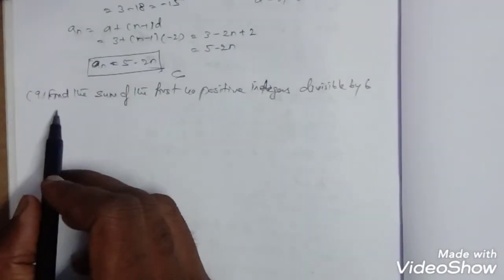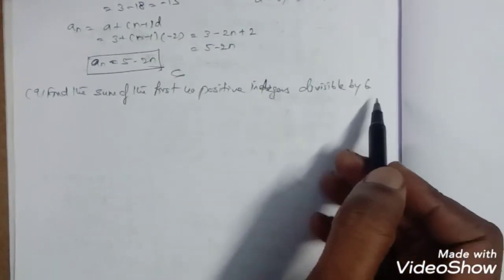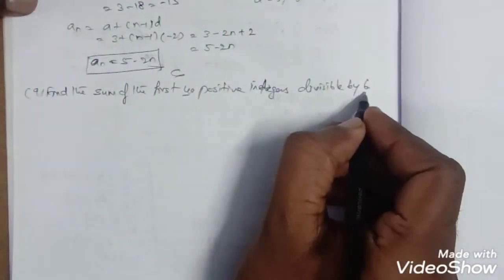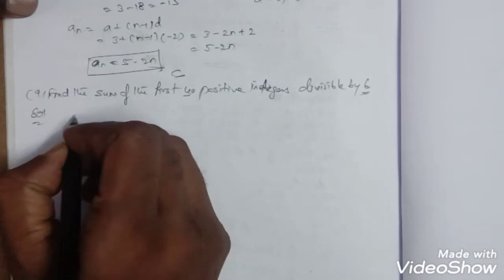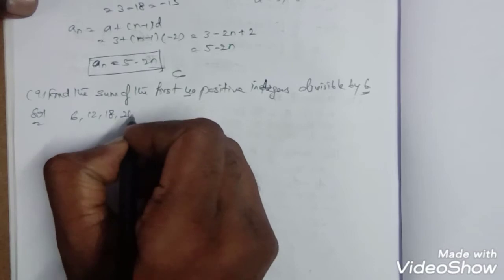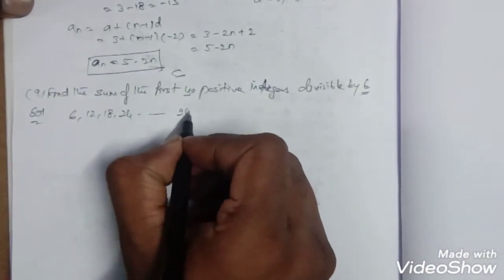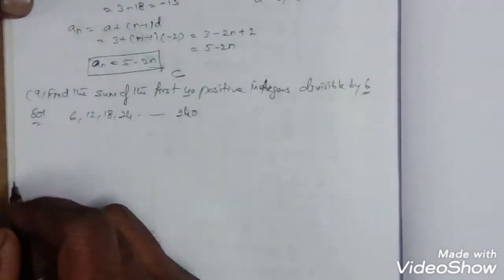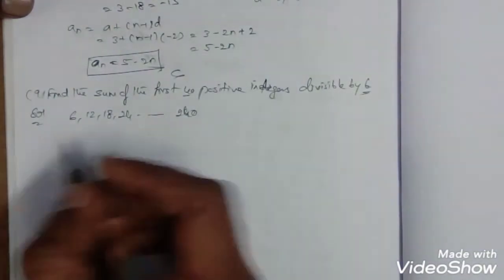Okay, so next question is, find the sum of first 40 positive integers divisible by 6. First 40 positive integers, so here you have to take the multiples of 6, right? So multiples of 6 are 6, 12, 18, 24 and so on till 40. Now 40 times 6 we'll get 240. So your last term is 240. So next, what we have to find is the sum of all 40 positive numbers.